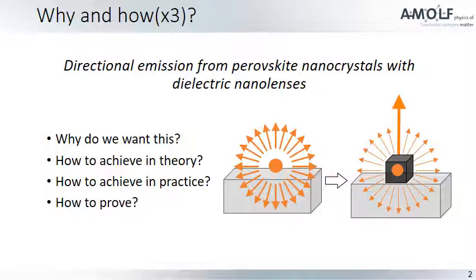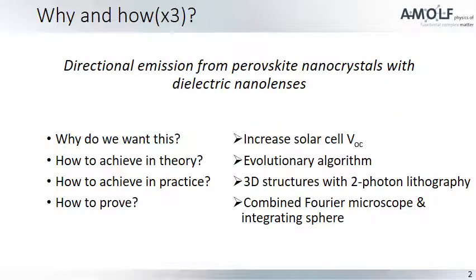I will discuss why we want this, how to achieve this in theory, how in practice, and how we prove that we made something from emitting in all directions to something that emits the light in one specific direction. We want this because it's a way to increase the open circuit voltage of a solar cell and thereby the efficiency. We do this by means of an evolutionary algorithm, and we fabricate the structures we find with 2-photon lithography, and we measure them with a newly built setup that combines a Fourier microscope and an integrating sphere.